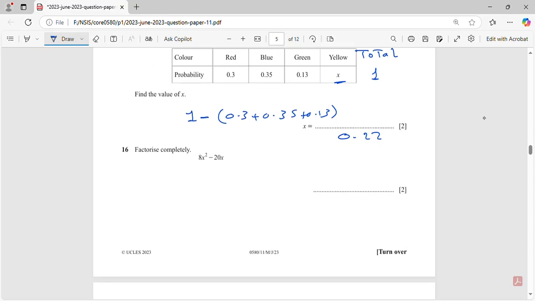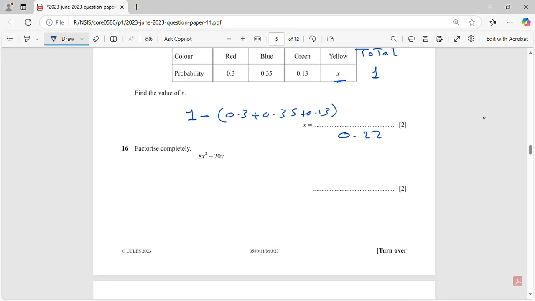Okay? Now factorize. How can I factorize this? The first thing I have to look at is the HCF for the two terms. I will look at x, 8x power of 2. 8 is like triple 2, right? X power 2 is like x multiplied by x. Now for 20x, 20 is like 4 times 5, 4 is like double 2, and there's a 5 of course.